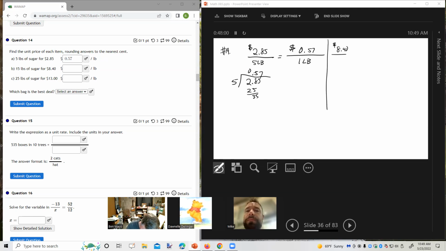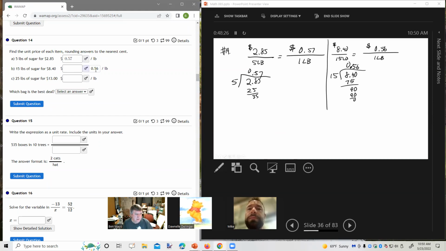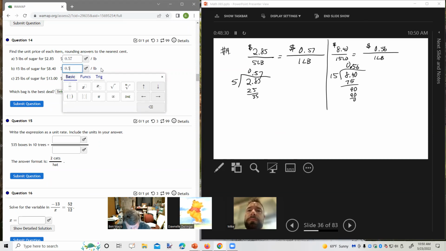Then I've got $8.40 for 15 pounds. So that's going to be how much for 1 pound? So 8.40 divided by 15 goes in 5 times, 75, 90, that's 6 times. So that's 0.56.